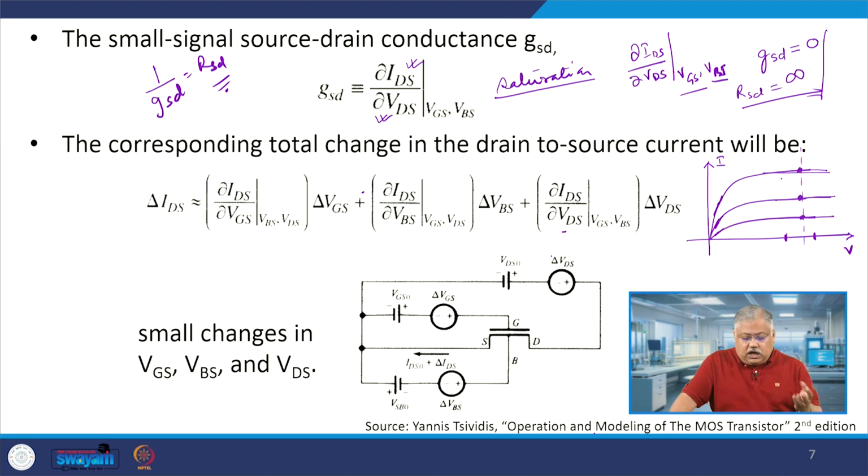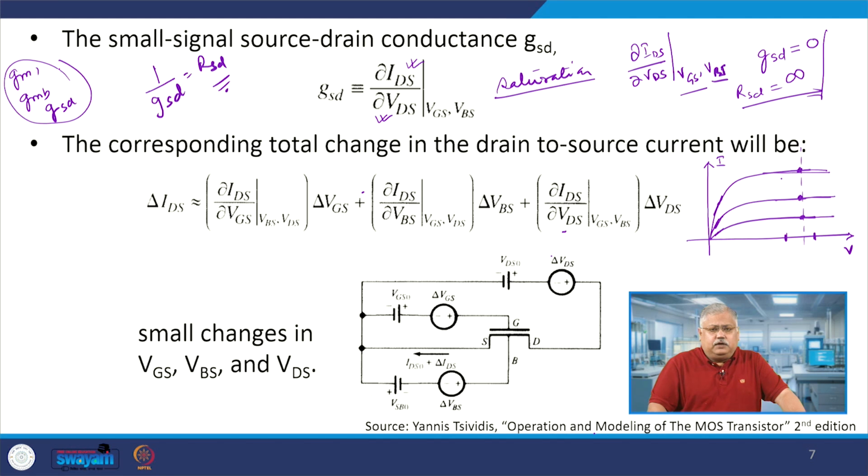So, you have learned 3 important parameters, one is GM, another is GMB, and another is GSD. These 3 parameters we have learned as the small signal equivalent parameters for the device. Now, if I assume this to be true, then let us see what corresponding changes we would expect to see in the device.